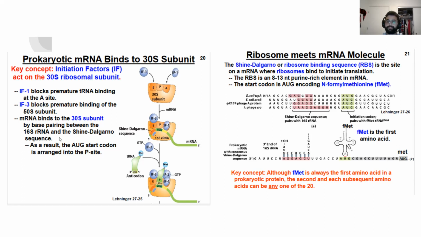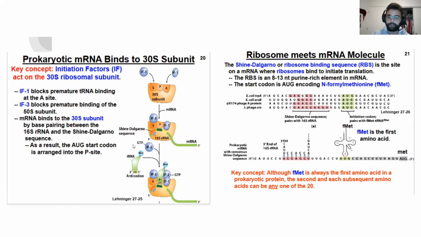Because remember, our ribosome has 2 different subunits. We have our small subunit and our large subunit. Our 50S in this case is actually our large one. So we're binding our initiation factors to the small subunit. Our mRNA is going to bind to the small subunit by base pairing with the 16S rRNA in the Shine-Dalgarno sequence. And as a result, our AUG, which is our start codon, is going to be positioned specifically at the P site. In this case, if you haven't caught on, we're looking at our prokaryotic translation. That's why we have our 50S as our large subunit and our 30S as our small subunit.